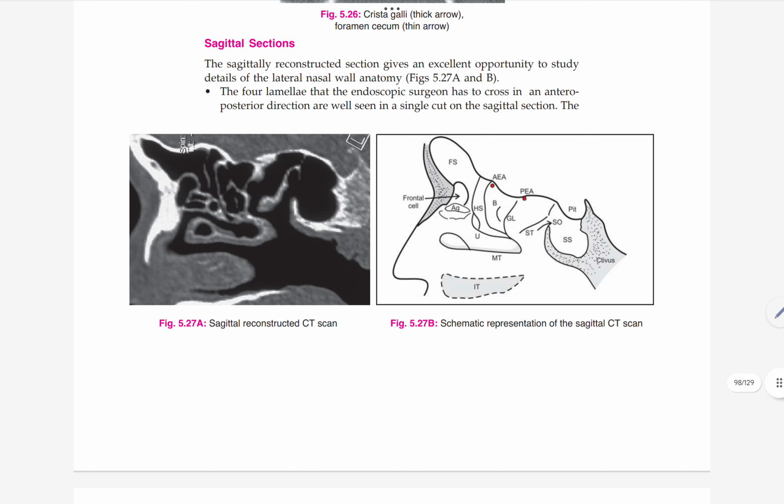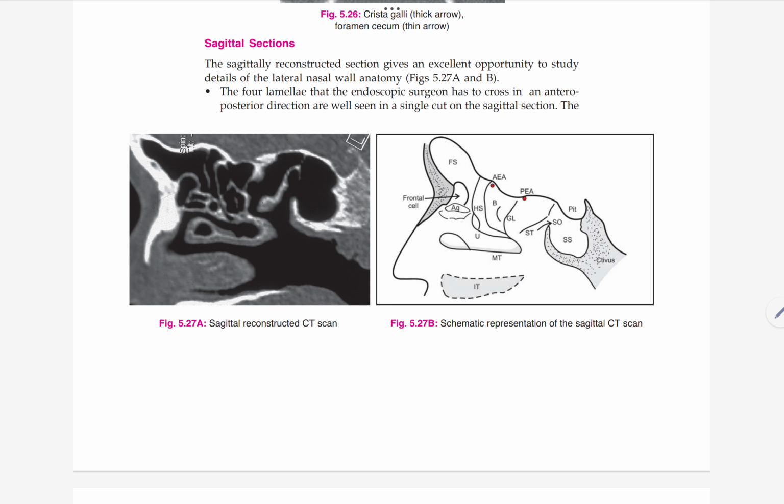Sagittal sections. The sagittally reconstructed section gives an excellent opportunity to study details of the lateral nasal wall anatomy. The four lamellae that the endoscopic surgeon has to cross in an anterior posterior direction are well seen in a single cut on the sagittal section. Here we can see the sagittal reconstruction seen in CT scan. Schematic representation of the sagittal CT scan.